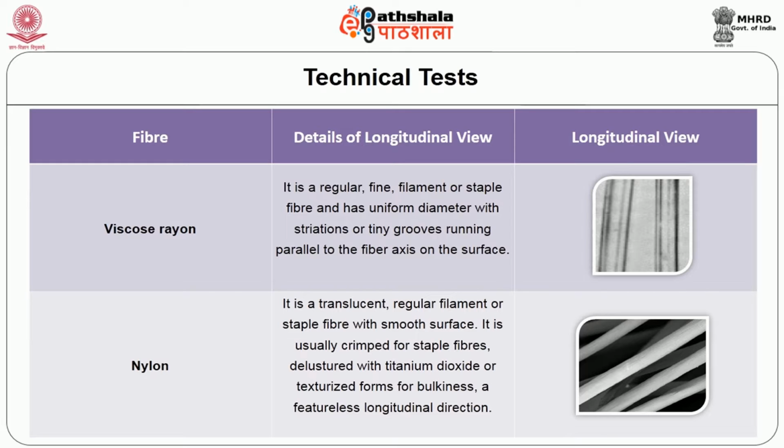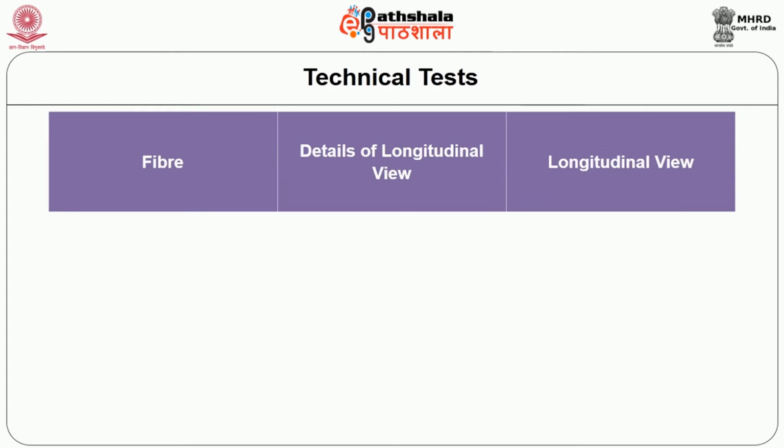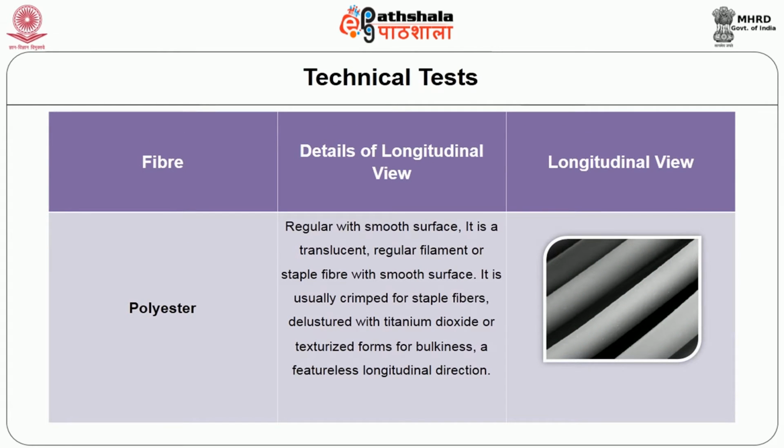It is usually crimped for staple fibers, delustered with titanium dioxide or texturized forms for bulkiness, and has a featureless longitudinal direction. Next one is the polyester, regular with a smooth surface. It is a translucent regular filament or staple fiber with a smooth surface. It is usually crimped for staple fibers, delustered with the titanium dioxide or texturized form for bulkiness, and still it has a featureless longitudinal direction.